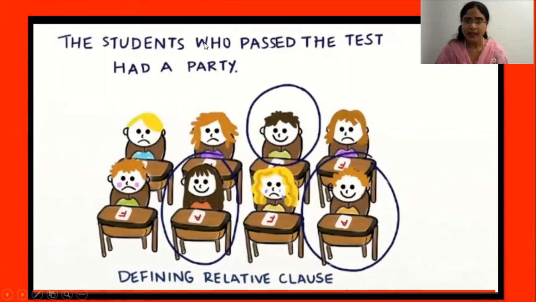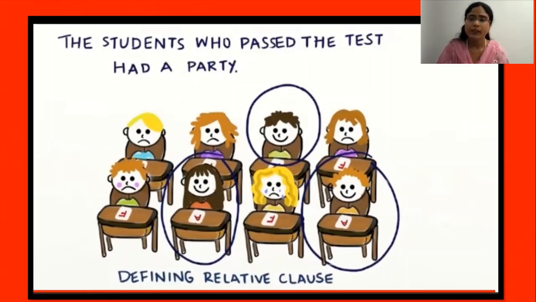The same example comes under a defining relative clause where no comma is observed. The students who passed the test had a party. It says that a definite number of people who are encircled here had passed the test and had a party. This is a difference between the defining relative clause and the non-defining relative clause.